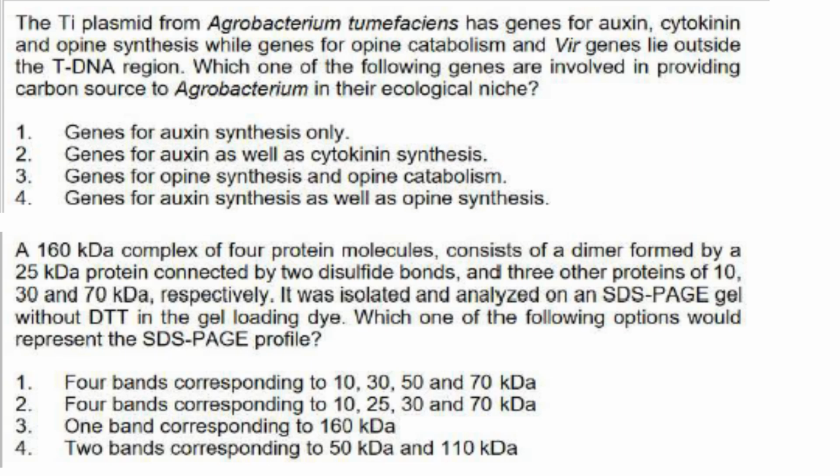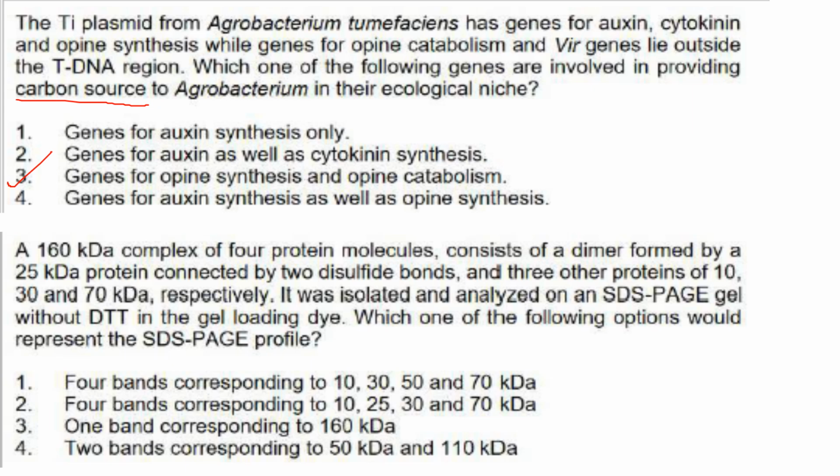The Ti plasmid from Agrobacterium tumefaciens has genes for auxin, cytokinin and opine synthesis, while genes for opine catabolism and Vir genes lie outside the T-DNA region. Okay. Which one of the following genes are involved in providing carbon source to Agrobacterium in their ecological niche? Now carbon source is provided by the opines, and opine synthesis and opine catabolism is there only in option 3. So option 3 is the answer.